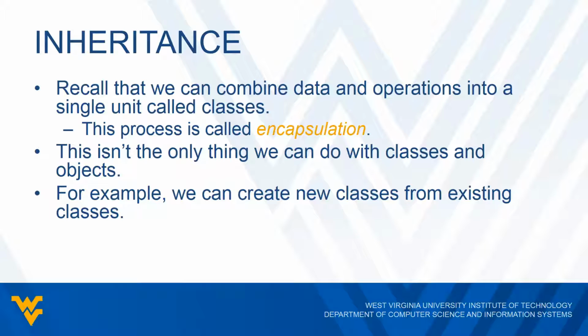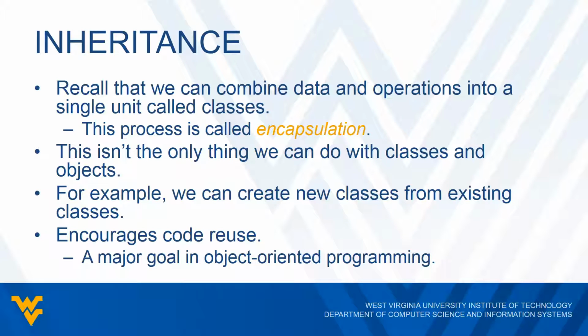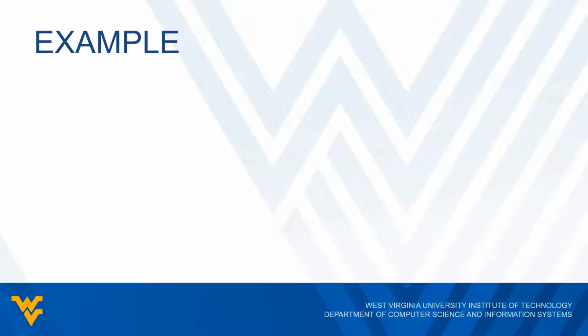One of the advantages of using this is it encourages code reuse. So we don't have to rewrite all this code from the beginning. We can take code that already exists and add some additional features to these new classes. In fact, this idea of reusing code is a major goal in object-oriented programming. Let's take a look at an example.